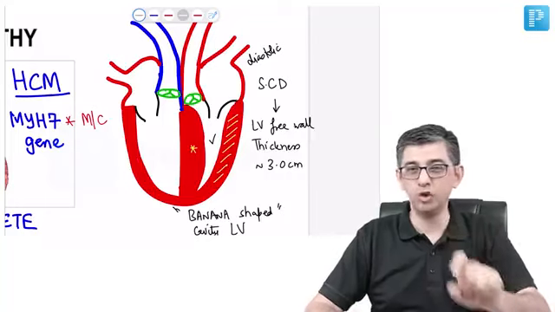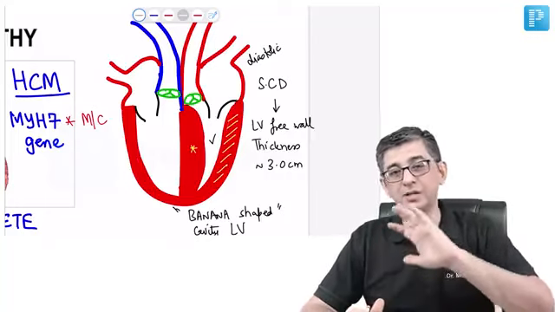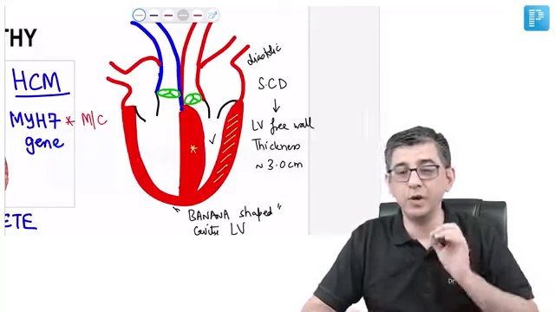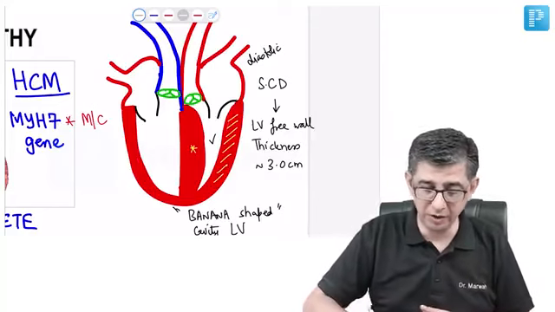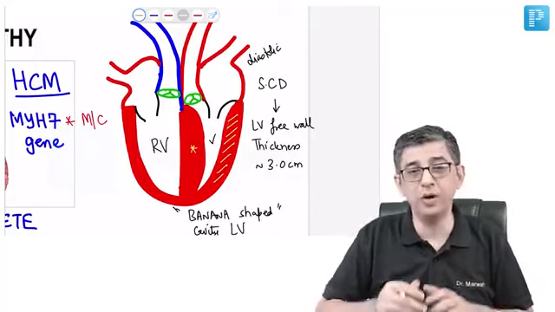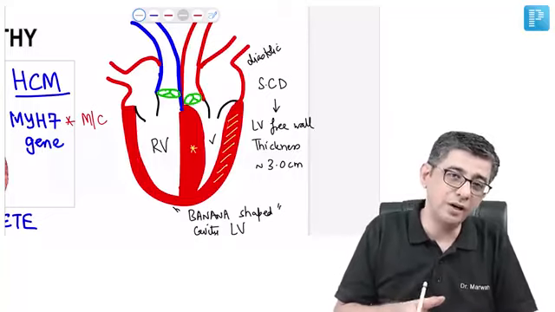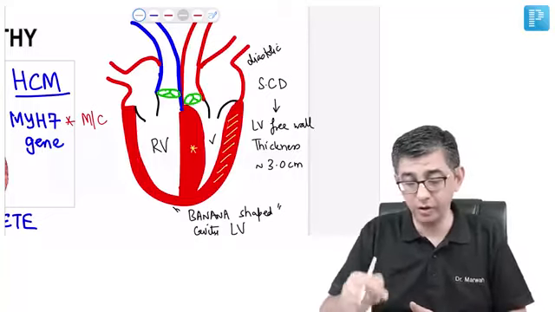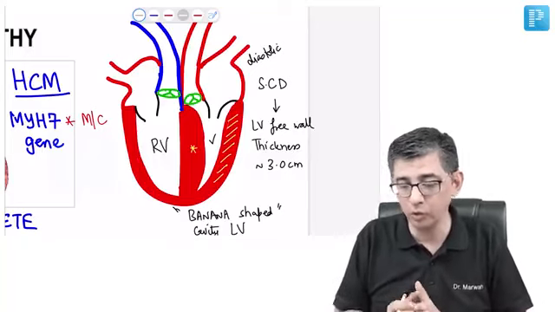Especially when you read the word HOCM, it is definitely a systolic malfunction. But what is the primary defect in the patient? The primary defect is that if you compare the size of the right ventricle with that of the left ventricle, the left ventricular size is substantially reduced.